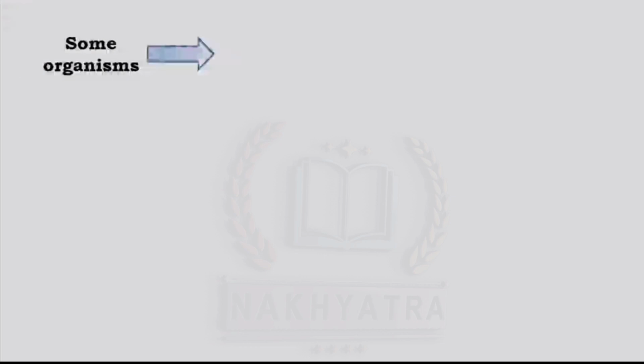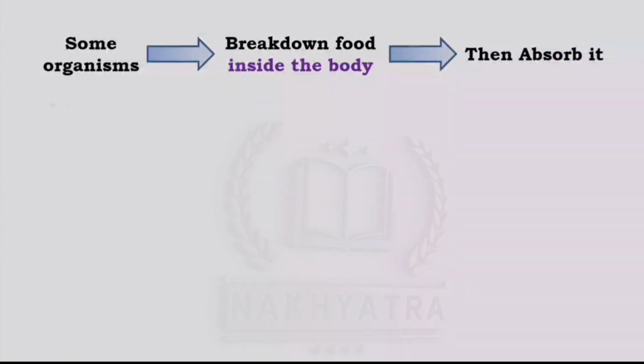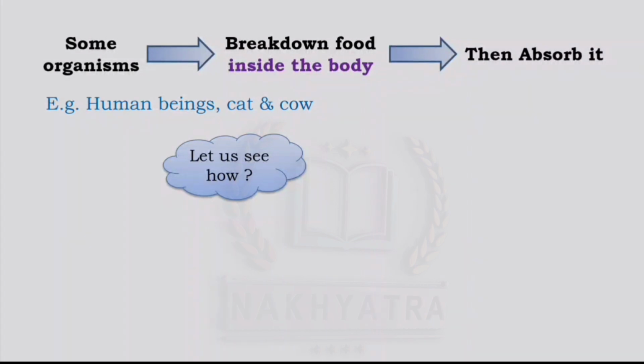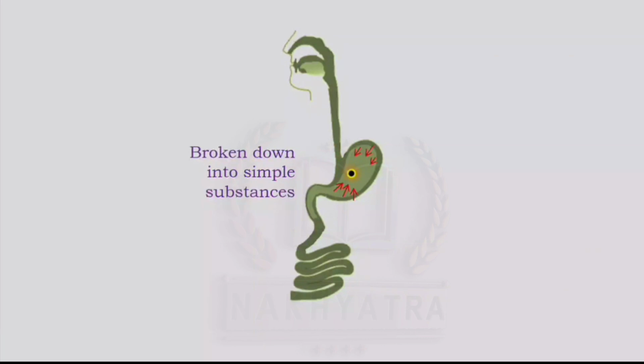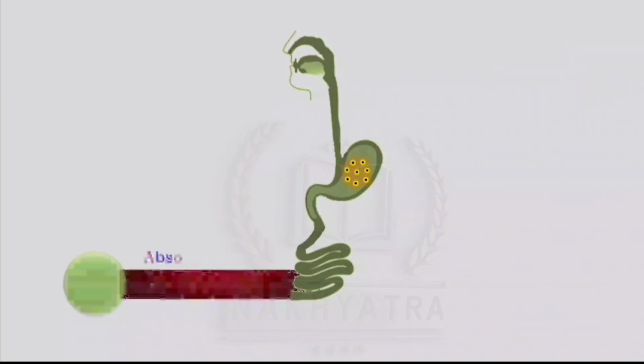Here some organisms break down food inside the body, then absorb it. For example, human beings, cat and cow. Let us see how. Food is taken in and after that it is broken down into simple substances. After that it is absorbed in the blood. Can you see it?